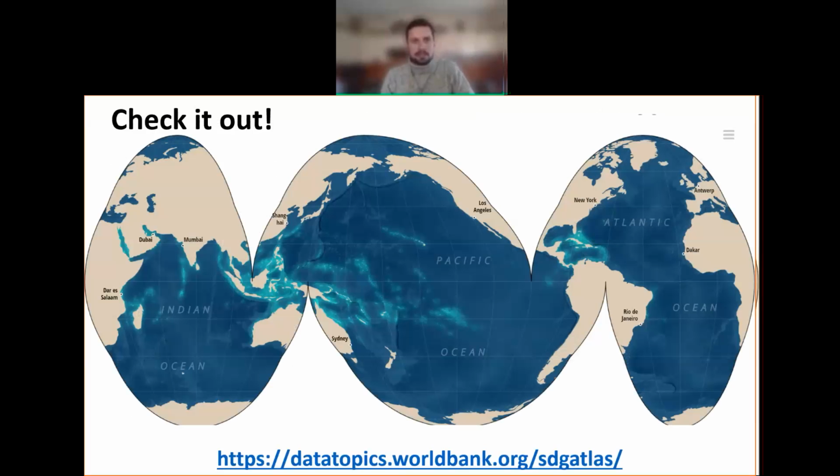So I highly encourage you to check out the latest. I mean, all of them, but especially the latest iteration of the SDG Atlas. You can see here one of those beautiful visualizations in the report. This is a map that focuses on oceans instead of focusing on continents. And this is about coral reefs. So check it out if you can.